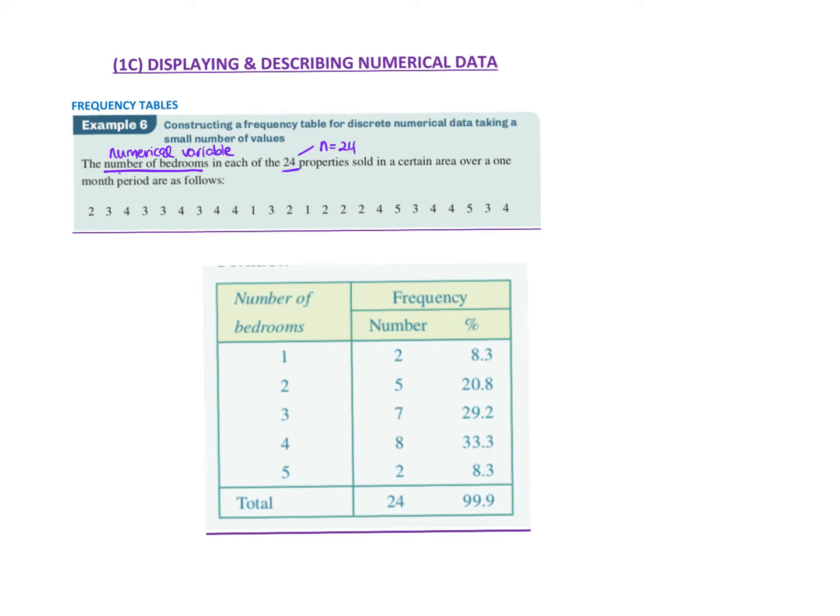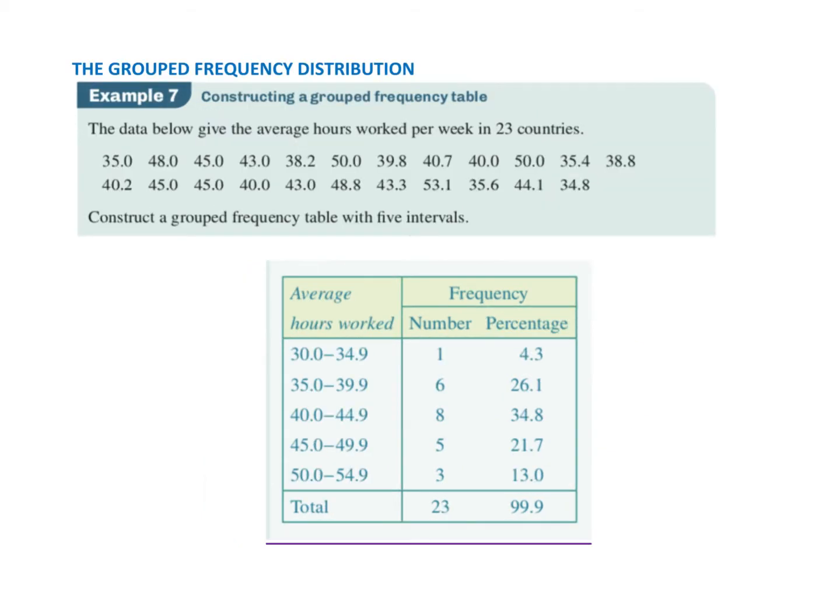So you can see we've set it up in a frequency table here. So the number of bedrooms, 1, 2, 3, and 4, and then we put the frequency, and then they also put the percentage frequency. So the way they would have calculated that would have been the 2 out of the total, 24, times 100 would have given you the 8.3%. And say, for example, this one would have been 8 out of 24 times the 100, which is what gave the 33.3%. Okay, so that's one way we could display it.